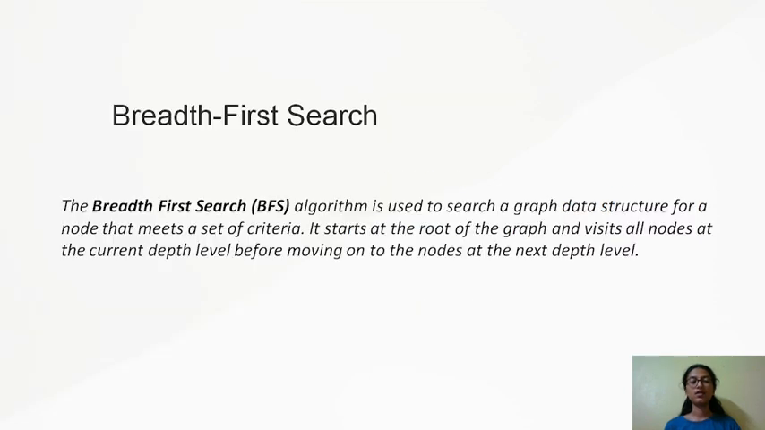There are two types of graph searching methods. The first one is breadth first search. The breadth first search algorithm is used to search a graph data structure for a node that meets a set of criteria. It starts at the root of a graph and visits all the nodes at the current depth level before moving on to the nodes at the next depth level.